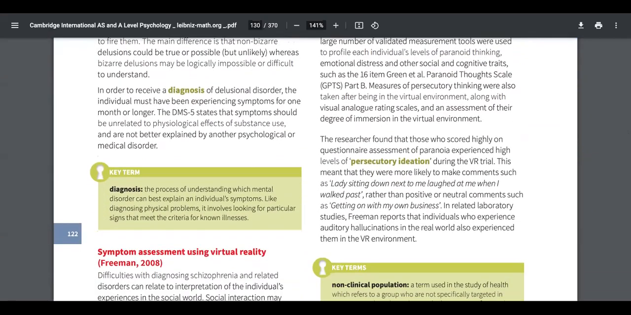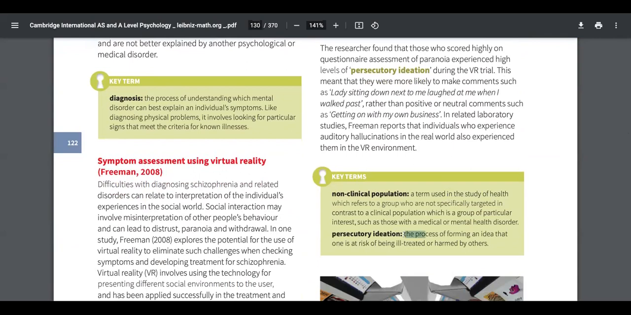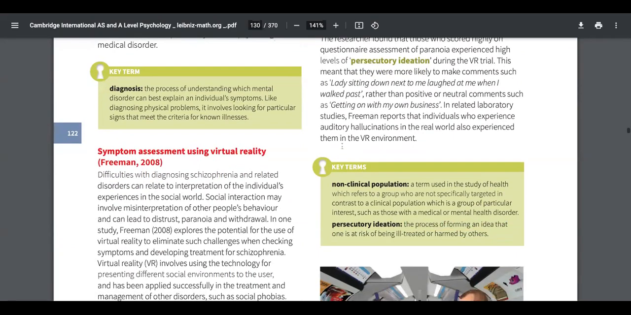The researcher found that those who scored highly on the questionnaire assessment of paranoia experienced high levels of persecutory ideation during the VR trial. This meant that they were more likely to pass comments such as "the lady sitting next to me laughed at me when I walked past," rather than positive comments such as "getting on with my own business." In related laboratory studies, Freeman reports that individuals who experience auditory hallucinations in the real world also experience them in the VR environment. Just the last definition: the process of forming an idea that one is being at risk of being ill-treated or harmed by others is persecutory ideation.